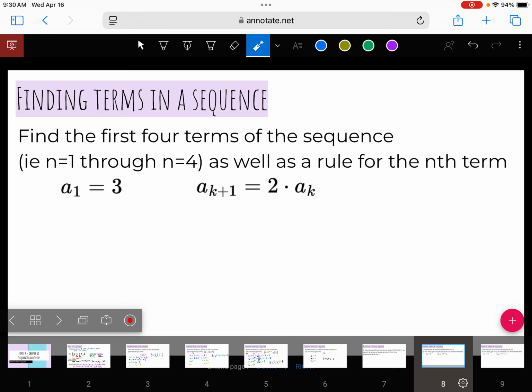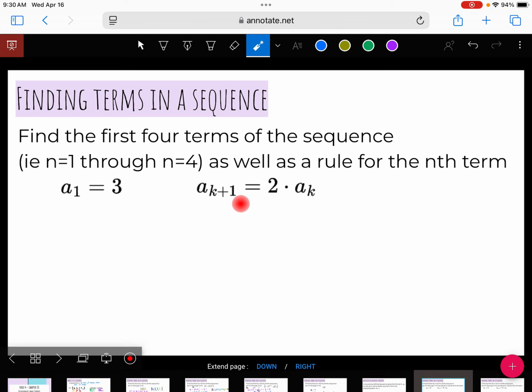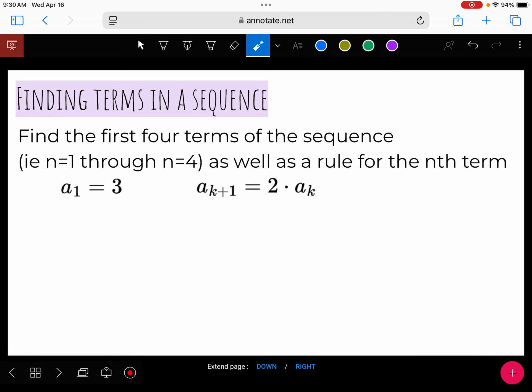We'll give you pieces like this. We've got a sub 1 equals 3. So the first term exists, it's a thing, it's there. So I can find any term I want using this equation here. A sub k plus 1 is 2 times whatever the previous term was. So we're going to write out the first 4 terms here.